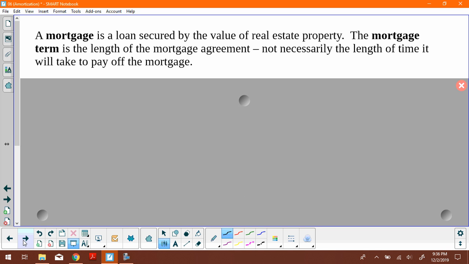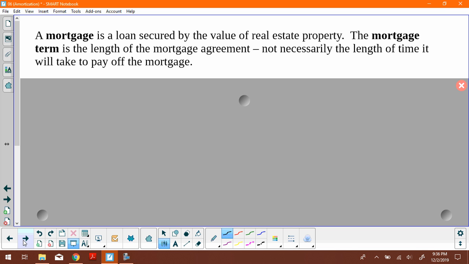Okay. This brings us to a mortgage. So a mortgage is a loan secured by the value of real estate property. The main idea here, because it's a big debt, we're talking hundreds of thousands of dollars, is that the way the bank gets a guarantee from you that you'll pay it back is that they technically own the house in a sense, right?